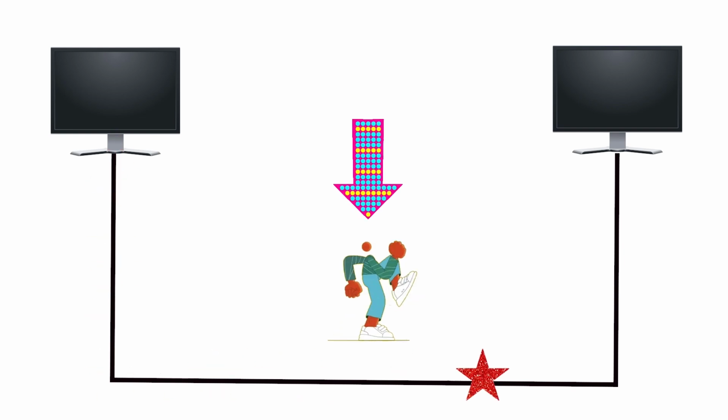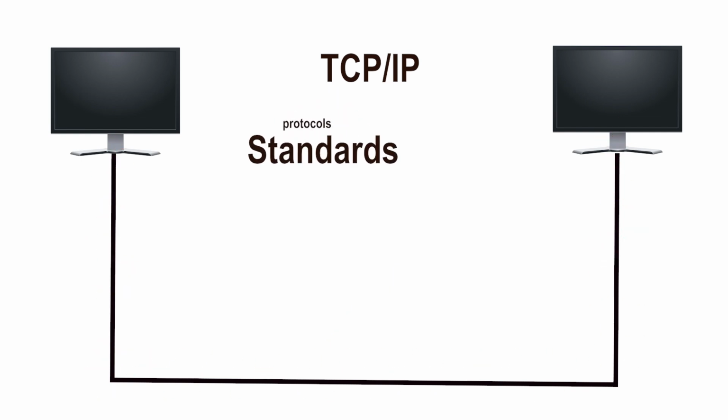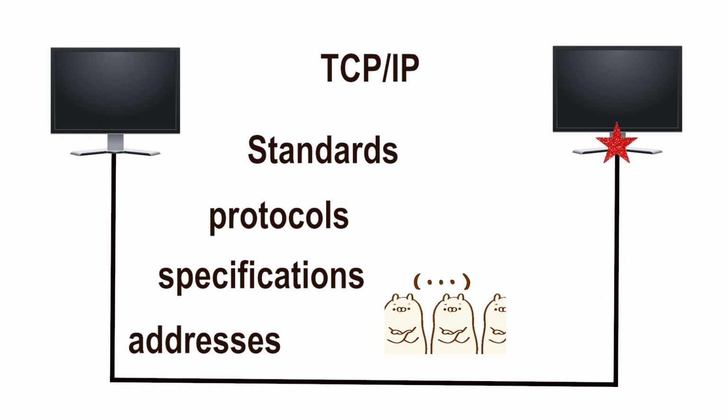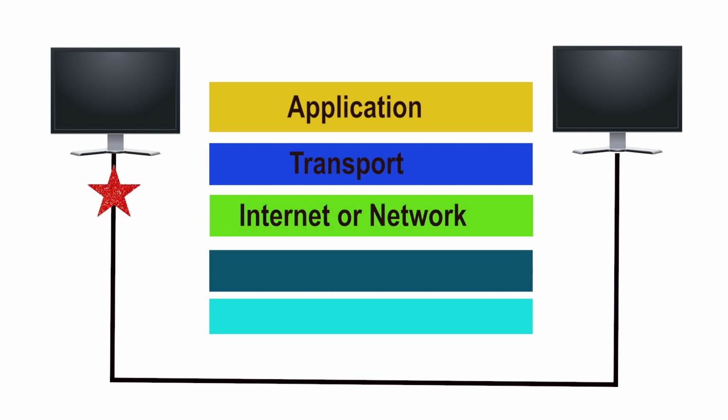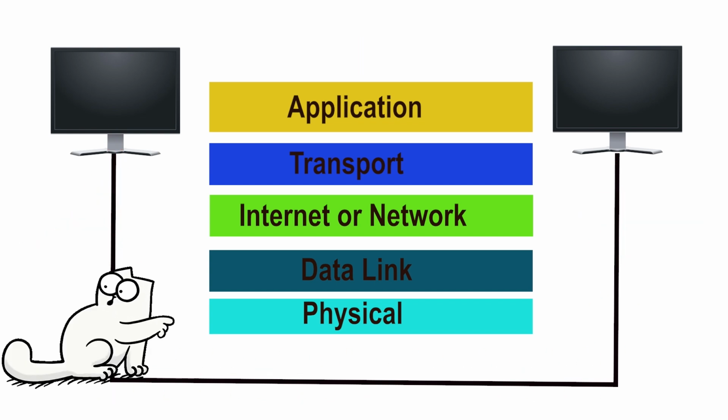When a device sends data to another device in the network, it goes through several steps. A networking model describes these steps. The TCP/IP is a networking model. It includes standards, protocols, specifications, addresses, and all other things devices require to communicate in the network. It divides the communication process into 5 layers: application, transport, internet or network, data link, and physical. We will discuss these layers in detail in upcoming videos. In this video, we will learn only the relevant portion of each layer.